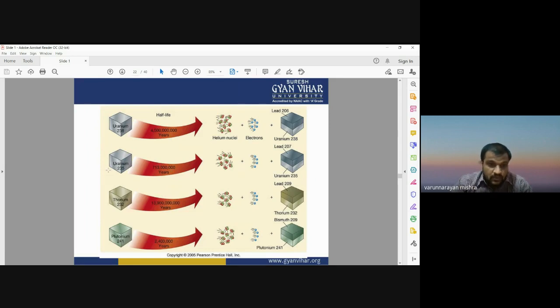Okay, so you can see different radioactive elements have different half-lives, and depending on their half-life, we come to know the age of the originally generated element in nature. Okay, moving to the next slide.